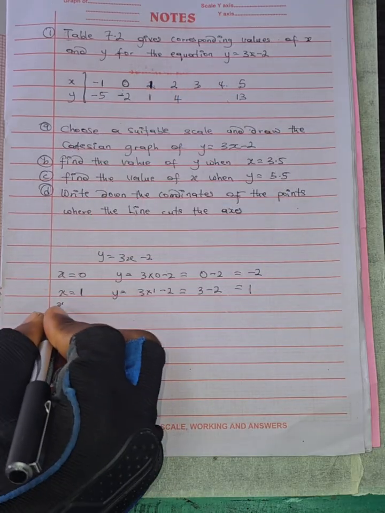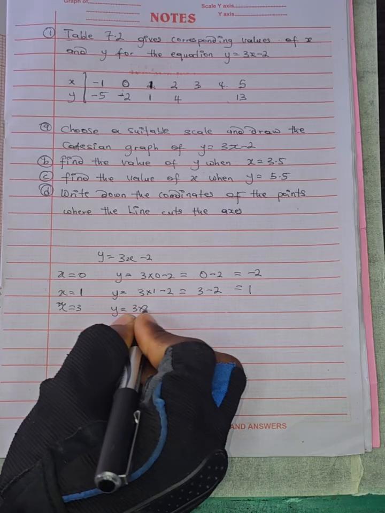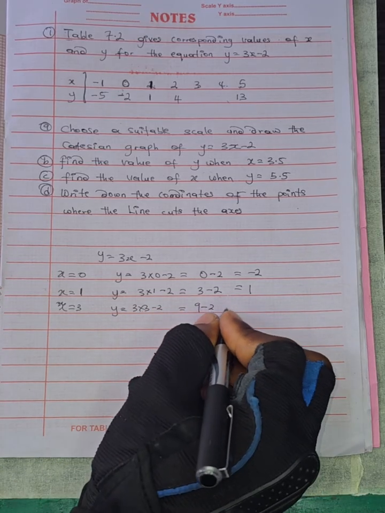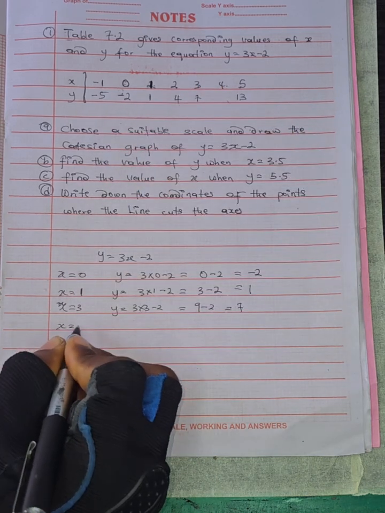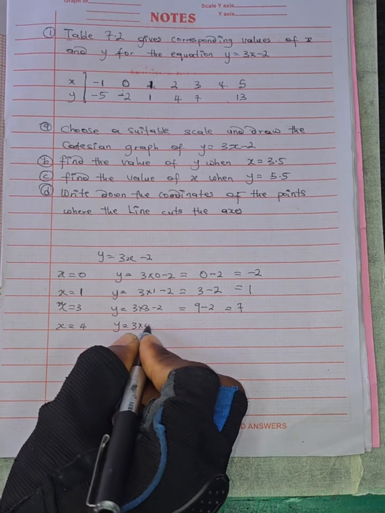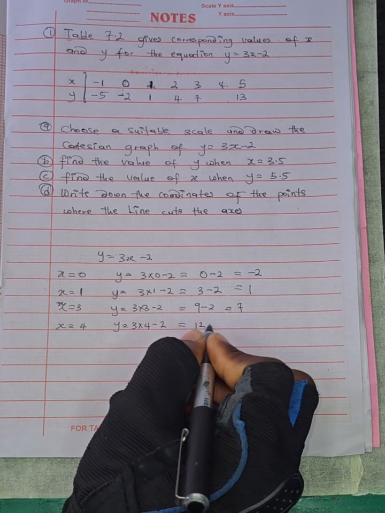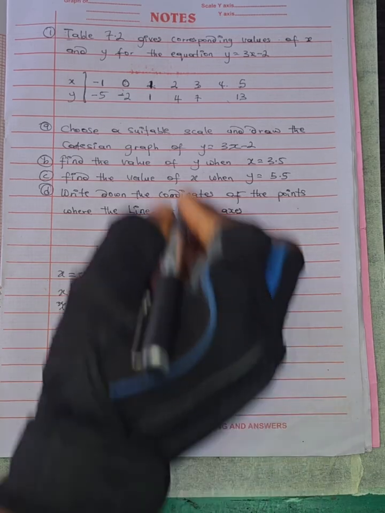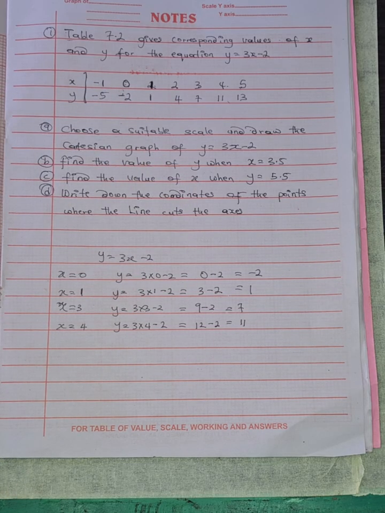So when x is 3, I'm going to have y equals 3 times 3 minus 2, which is the same as 9 minus 2, which is 7. I'm going to put 7 here. So when x is 4, I'm going to have y equals 3 times 4 minus 2, which is the same as 12 minus 2, which is 11. I'm going to put 11 here. So this is my complete table.